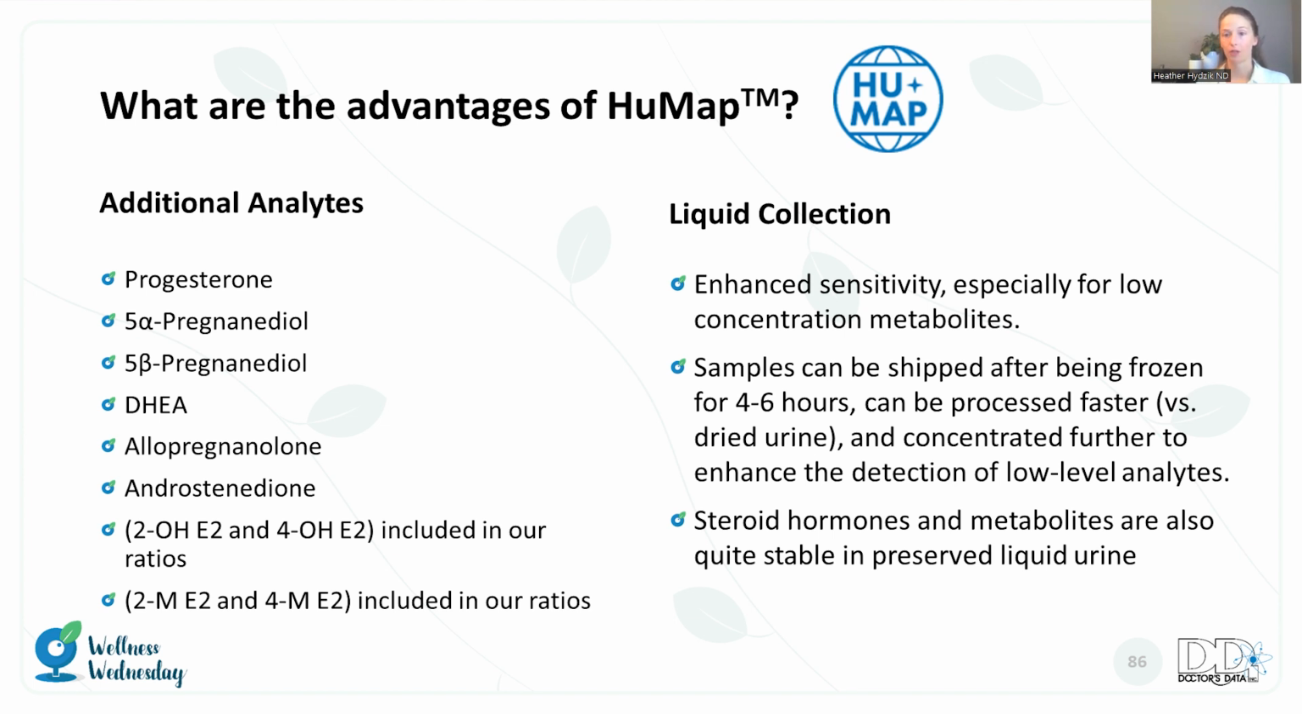Liquid samples can be shipped after being frozen for 4 to 6 hours. They can be processed faster compared to dried urine, and then also it can be concentrated further to enhance the detection of low-level analytes. Steroid hormones and metabolites are also quite stable in preserved liquid urine. And additionally, DDI's HuMap includes all of these metabolites and ratios that competing labs do not include. So everything on this list that we went through throughout the talk.